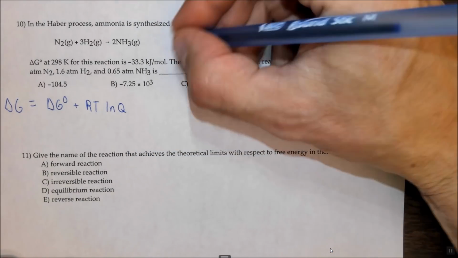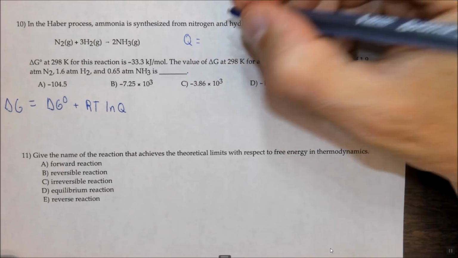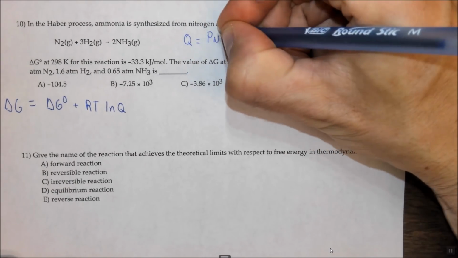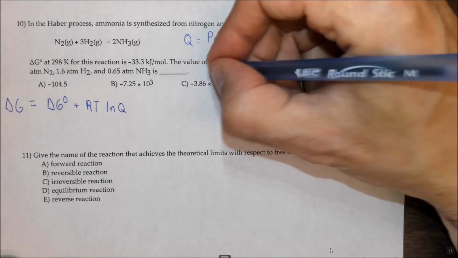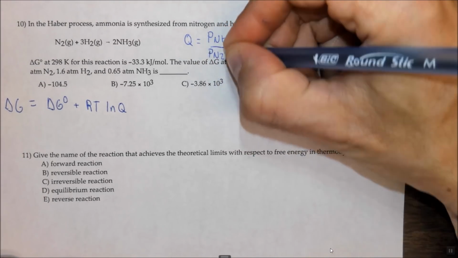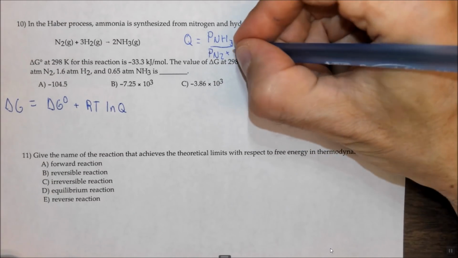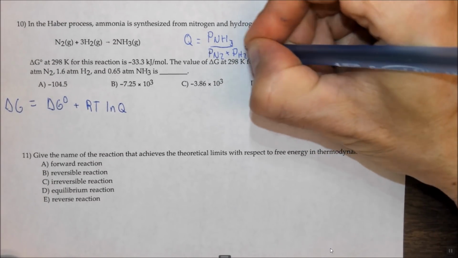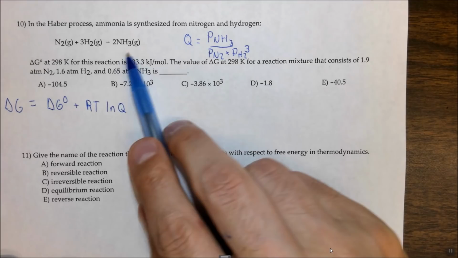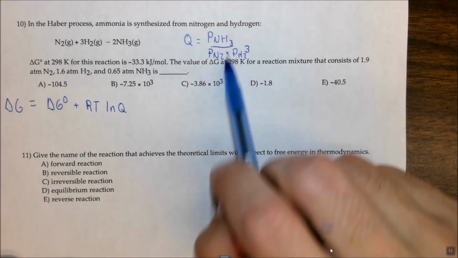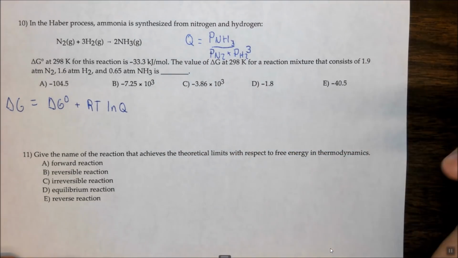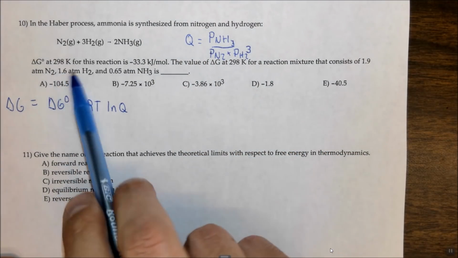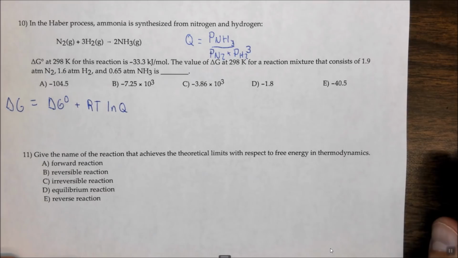So in our case, Q, its products over reactants, is the pressure of NH3 squared divided by the pressure of N2 times the pressure of H2 cubed. So it's the same as K for an equilibrium process. These are all gases, so they're all in it. The only difference is it's not at equilibrium. It's at whatever time, in our case, with these specific pressures.